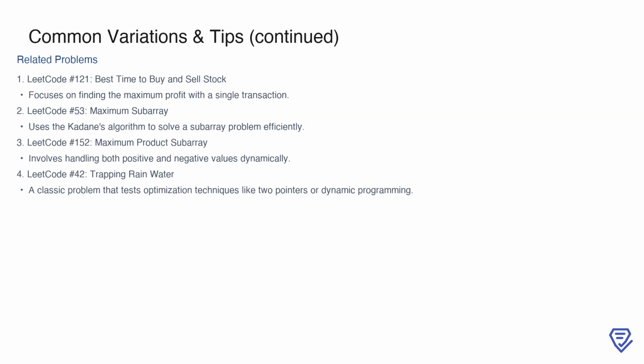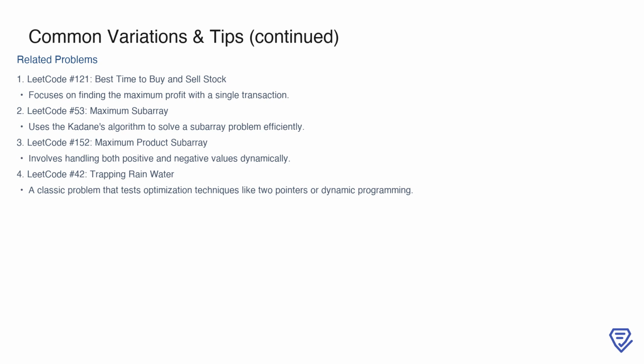To strengthen your understanding of the problem at hand, it's helpful to explore related problems. For instance, LeetCode number 121, best time to buy and sell stock, focuses on finding the maximum profit with a single transaction. It's a great example of how to optimize solutions within given constraints. Another related problem is LeetCode number 53, maximum subarray, which uses Kadane's algorithm to solve subarray problems efficiently.